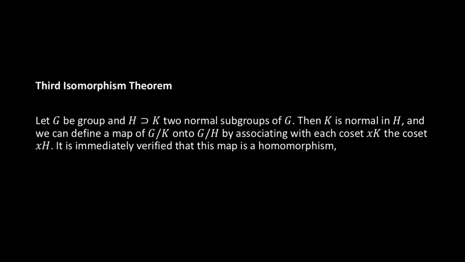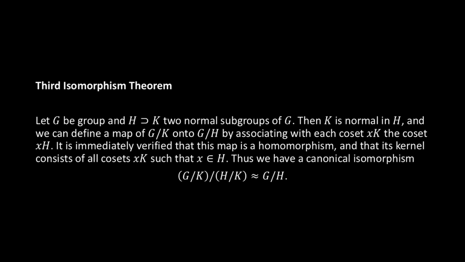It is immediately verified that this map is a homomorphism and that its kernel consists of all cosets xK such that x is in H. Thus we have a canonical isomorphism (G mod K) mod (H mod K) to G mod H.